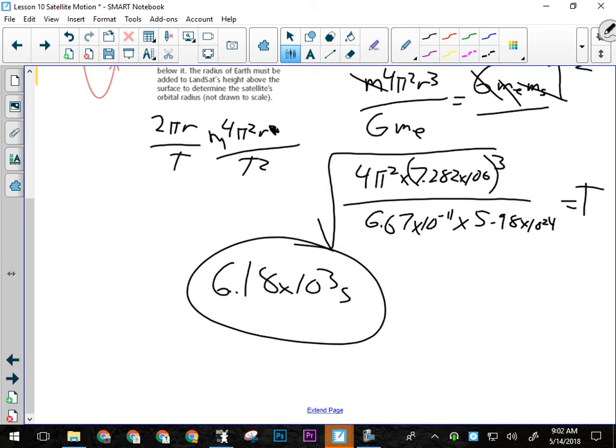Questions on how that formula works when we have to substitute? Because I can't remember a unit exam in the last 10 years where I did not make a satellite motion question where you had to substitute. Hint, hint.